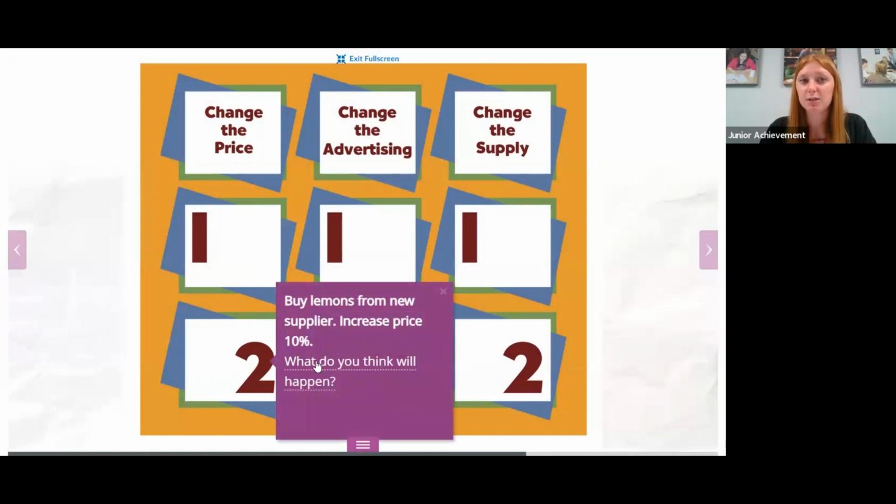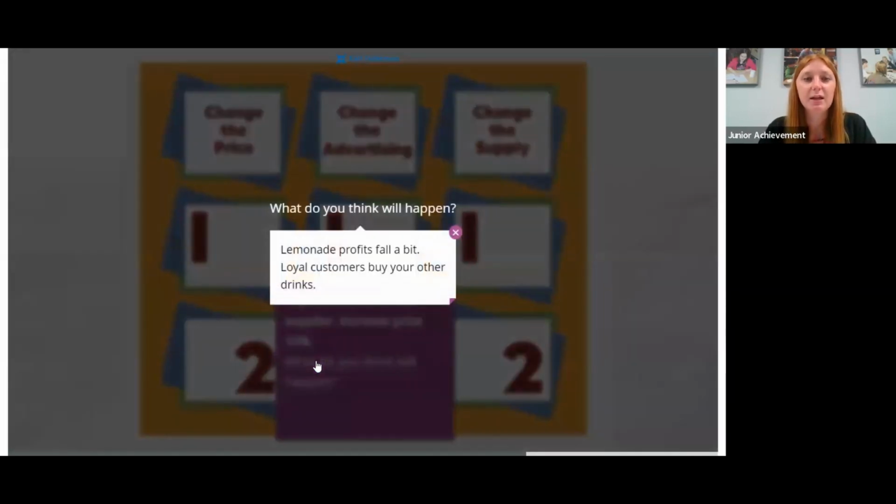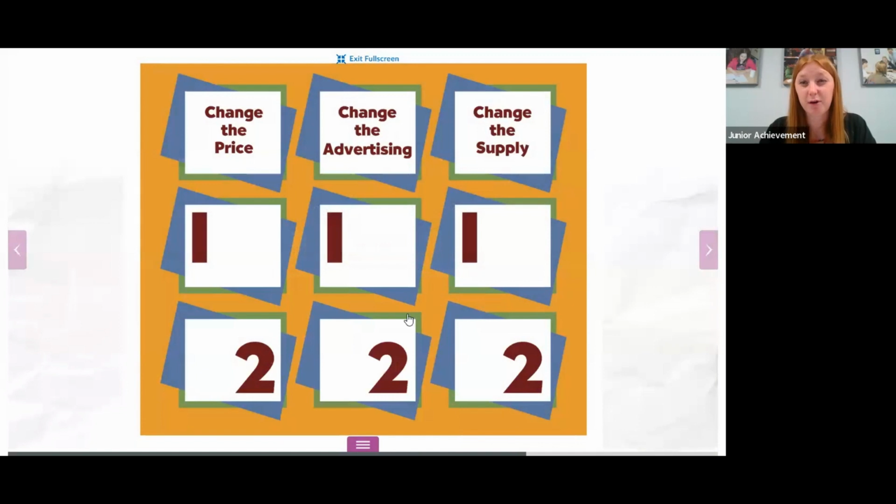So again, I'm going to talk to the students. Do we think we'll gain people or lose people? I'd click on it. Lemonade profits fall a bit, but loyal customers still buy our drinks. So if they said that profits might fall a little bit, I would give them a point. Again, this is a little bit to your discretion as well, since not everything's black and white.